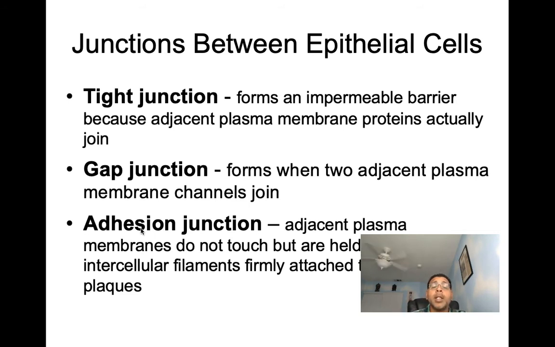Third type then are adhesion junctions. They're going to be found where the adjacent plasma membranes do not touch, but they are held together by intracellular filaments that are firmly attached to the cytoplasmic plaques. And they help to keep those two cells together.